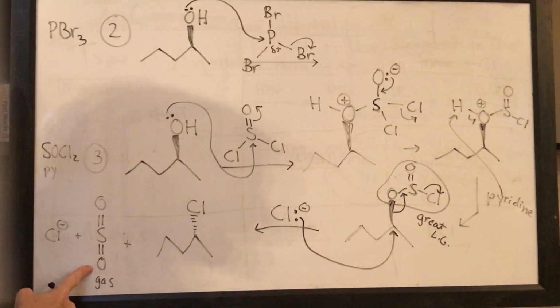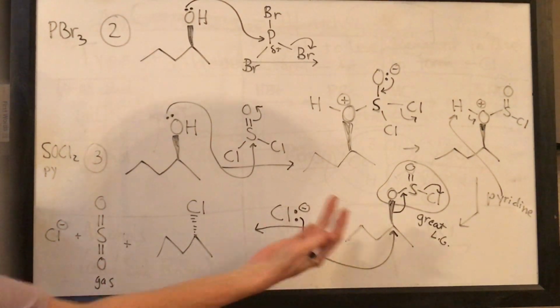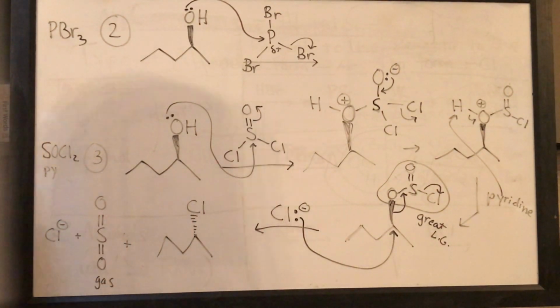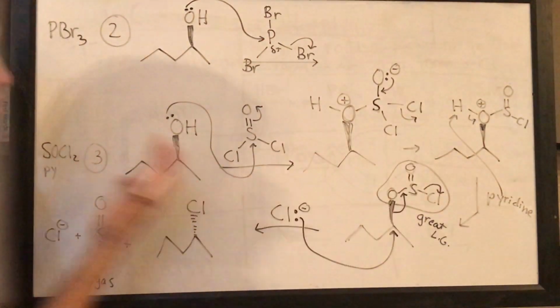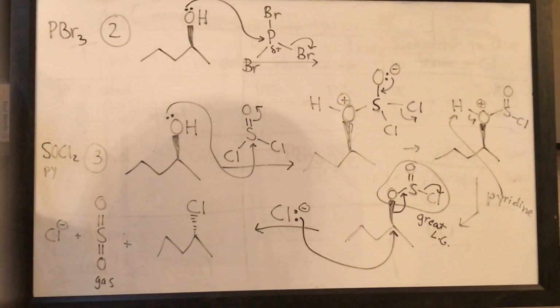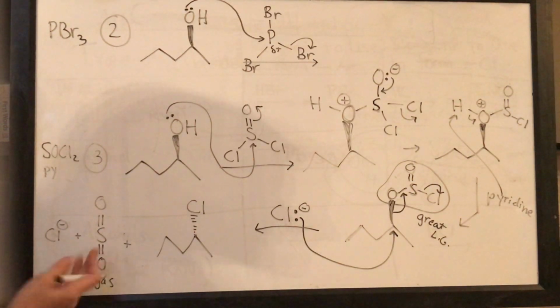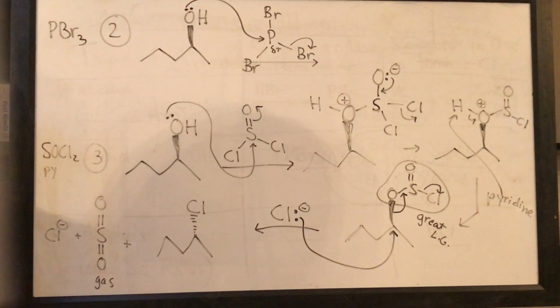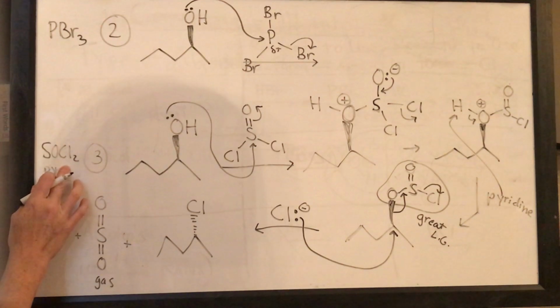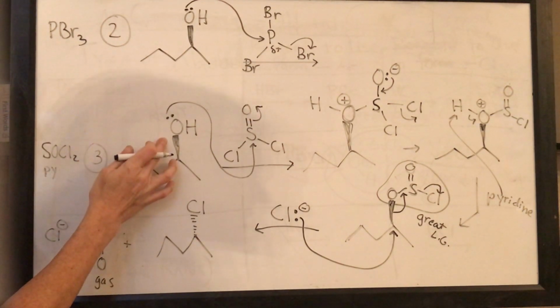But anytime you form a gas in a reaction, it's driven off into the atmosphere, and so that's a good driving force for the reaction. It disappears, Le Chatelier's principle pushes the equilibrium to the product side, and so you get a pretty good yield. And also you don't have to purify away a gas, it just bubbles out on its own. So that's why this gives really good yields of turning secondary alcohols into secondary chlorides.